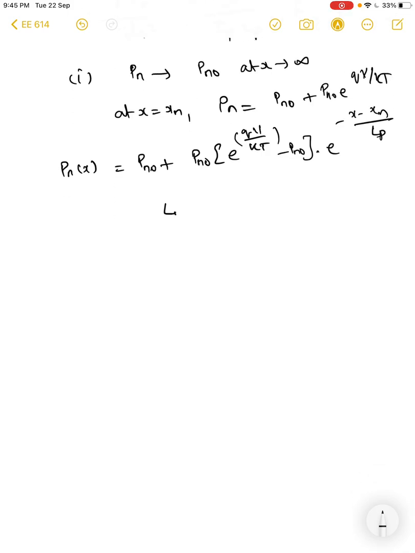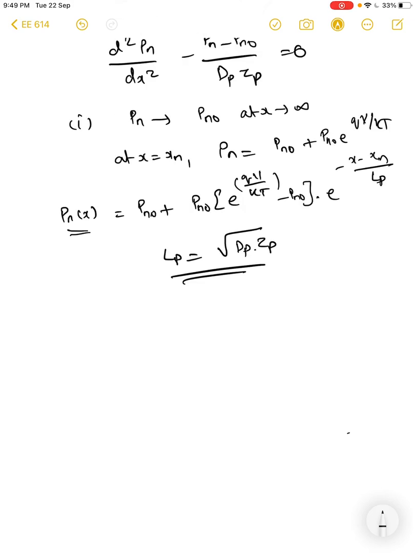And Lp in this is root of Dp and tau p. It is called the diffusion length, right? And this is true because we have seen this in many places. For the example in which you have a minority carrier injection from the left side that we have seen before, this expression can also be used there, right? We also see this expression there.